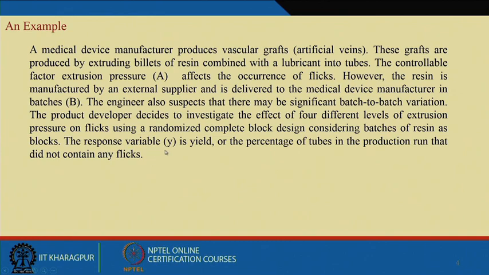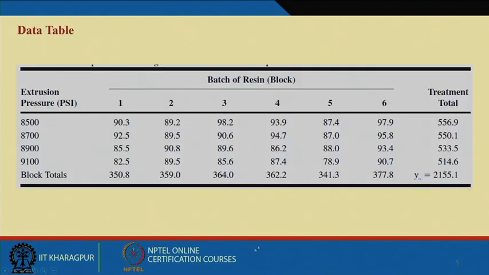The response variable is yield, that is, good products minus defective products, or the percentage of tubes in the production run that did not contain any defects, meaning any flakes. So, extrusion pressure is the controllable factor, with 4 different levels, and there are 6 different blocks. You have done the experiment under each block. At all levels of extrusion pressure the experiment is conducted, and this is the data on the yield value y. On the right hand side, this is the total.